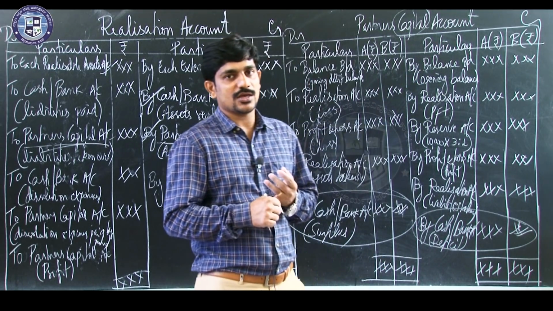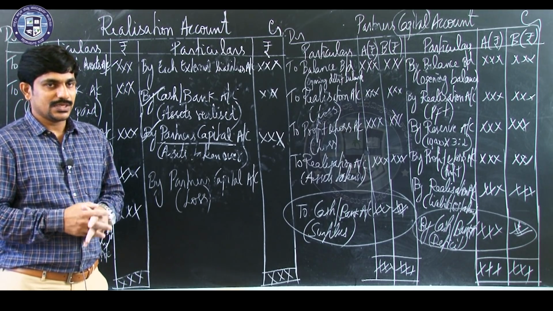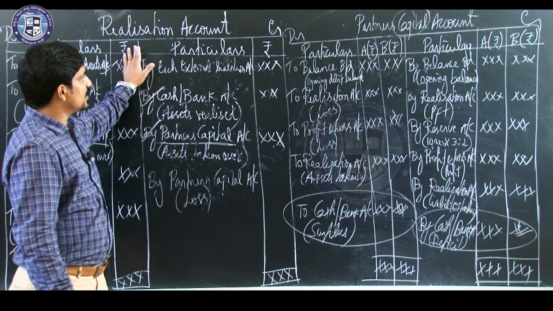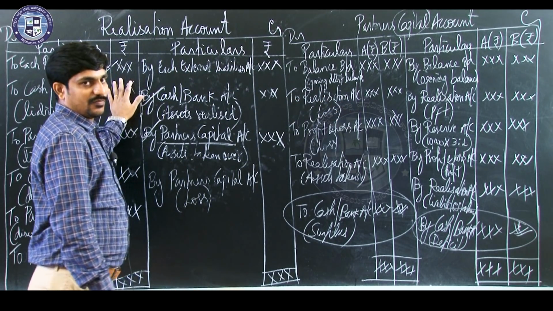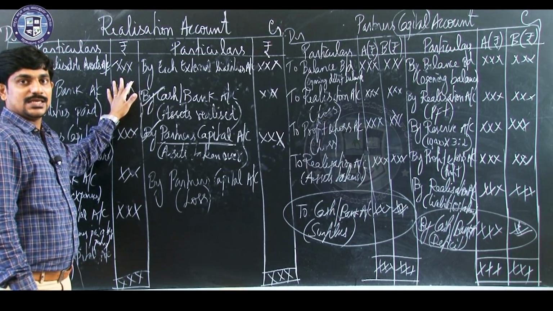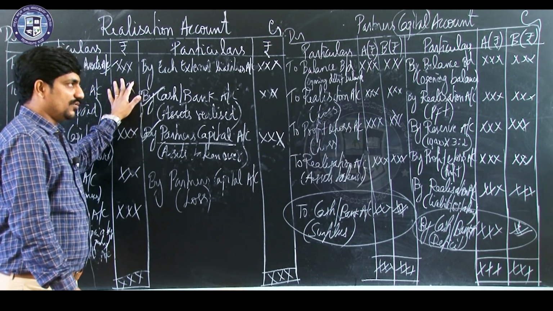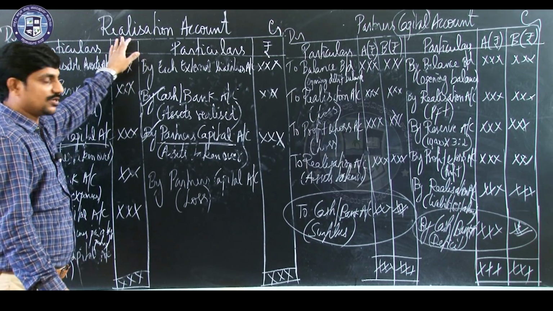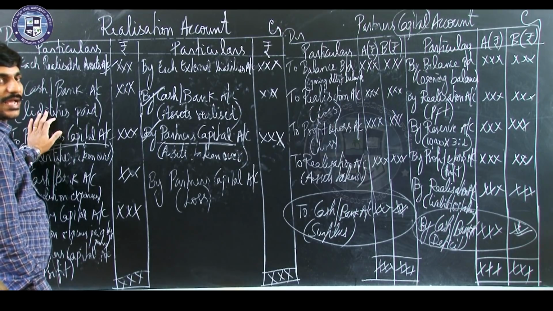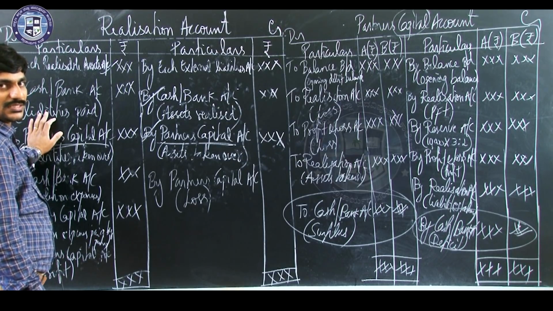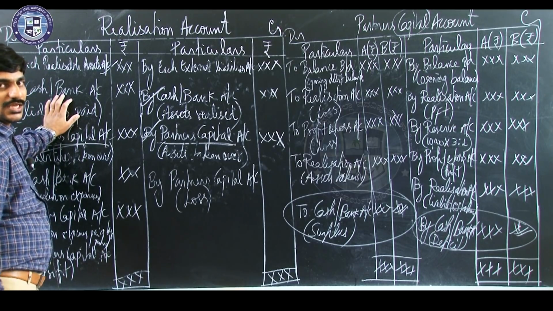Always write the cash or bank account opening balance as to balance brought down. Then, from the realization account and from the partners capital account, all the cash information you need to transfer to the cash account. For example, come to realization account now. Here you have written cash or bank account for what? Liabilities paid. So, this information we have to transfer to the cash account.